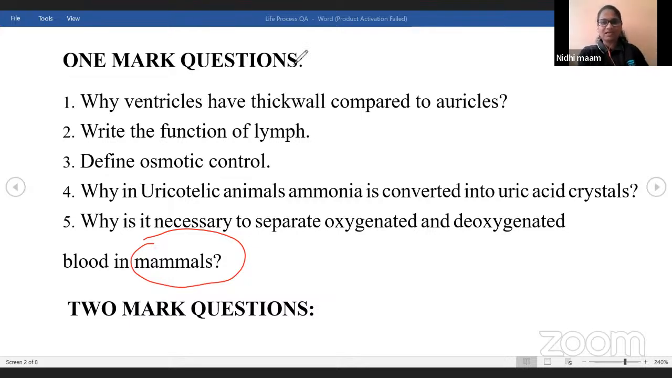So what scientific terms should we use here? Here we have to use: to meet the higher energy needs, mammals require a large amount of oxygen, which is met by the separation of oxygenated and deoxygenated blood. Like this we have to answer it. These are 1 mark questions.